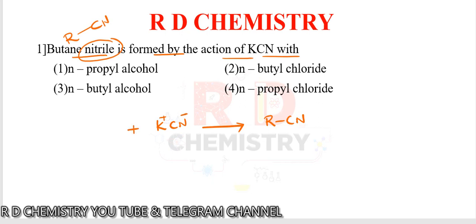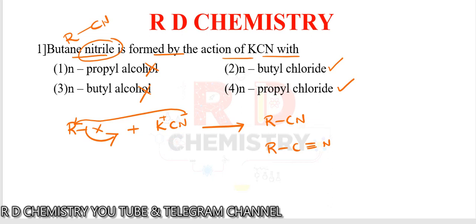It should react with not alcohol. Alcohol does not react here, to give cyanides. Therefore, it should be either butyl chloride or propyl chloride. So let me write down in general RX, alkyl halide. So nucleophile CN minus attacks the carbon atom and the halogen goes out to give RCN, R-C triple bond N. Cyanides, or they are called the nitriles.